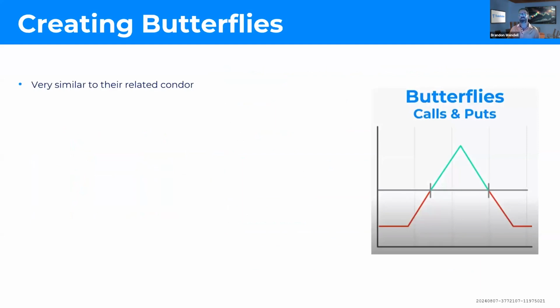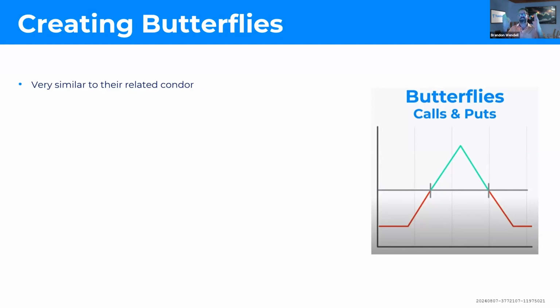I'm just talking about the basic structure of these right now and some of the influences when it comes to the risks, and we'll move on to some of the more advanced things in just a few moments. So a butterfly: the biggest difference between the butterfly and the condor is that we're using 3 strikes instead of 4. With the condor, remember, you had 1, 2, 3, 4 strikes.